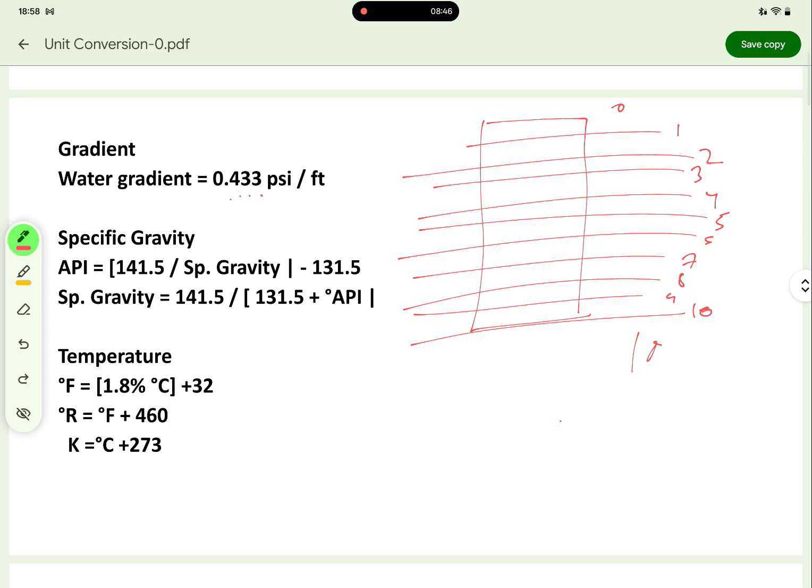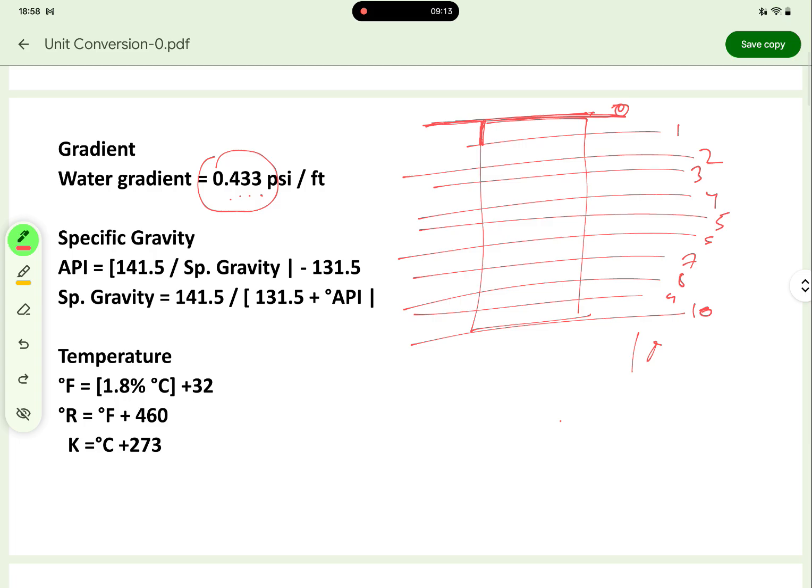0.433 psi per feet. The basic significance is that at this point, when the height is 0, there is no height, you will experience 0 pressure. But when you move 1 feet downward, you will experience 0.433. Now if you go further, you have to multiply with 2. If you go further, multiply with 3.